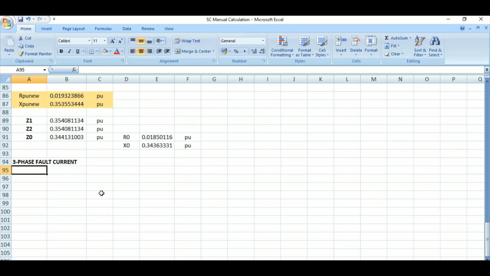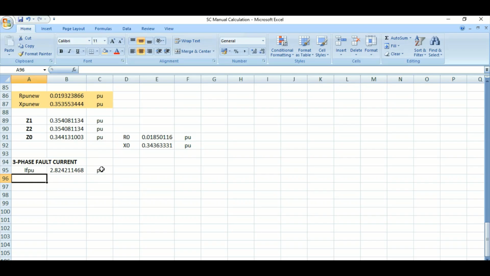And single-phase fault current. So for three-phase fault current, what is the per unit current? I_F PU equals V by Z1. So V means 1 per unit. Similarly, what we have done in the previous video, equals 1 per unit divided by Z1, which is 2.824, but this is in per unit value, right?